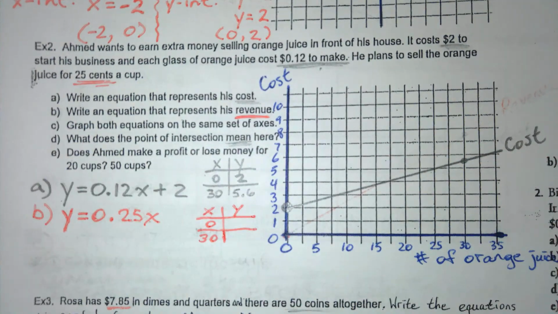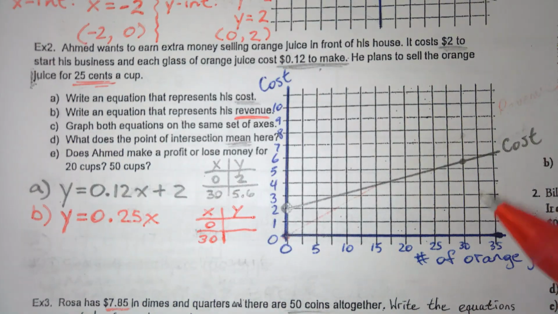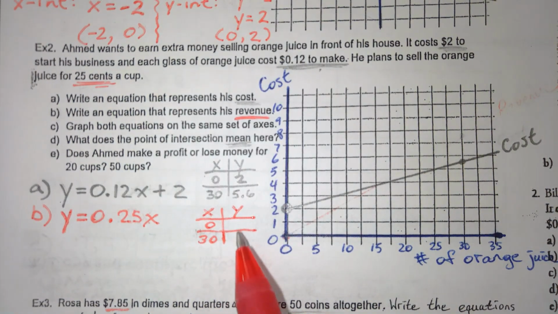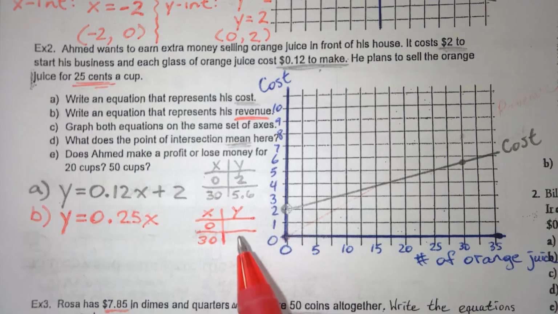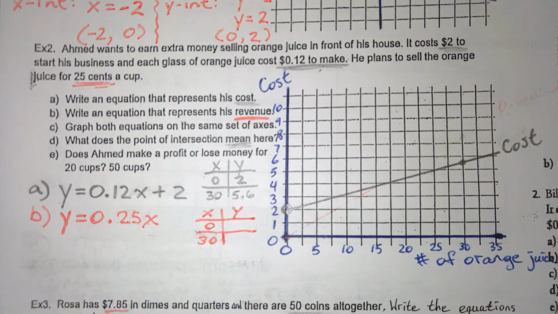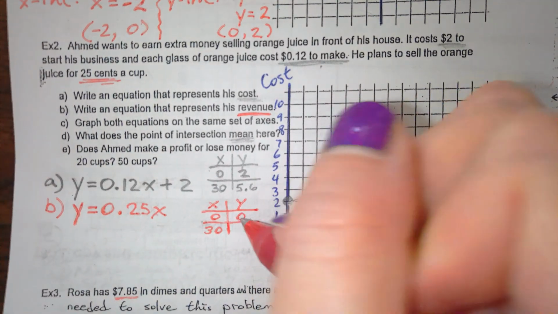While some of you are copying this down, you can calculate the y value for the second equation then, for the revenue line. If the orange juice is horrible and I cannot sell, how much do I bring in? Nothing, yeah. So the first point is 0, 0.